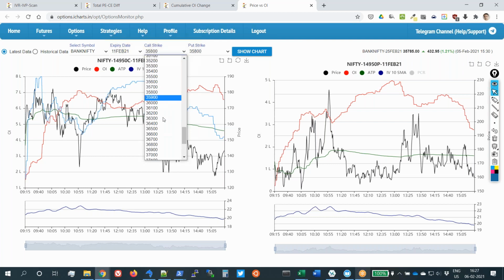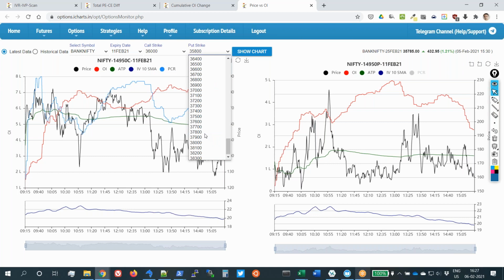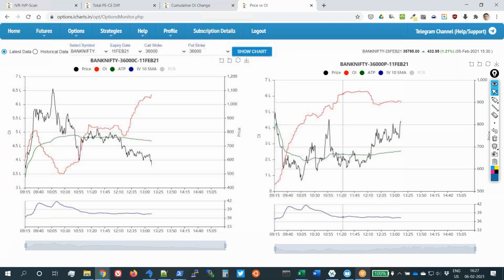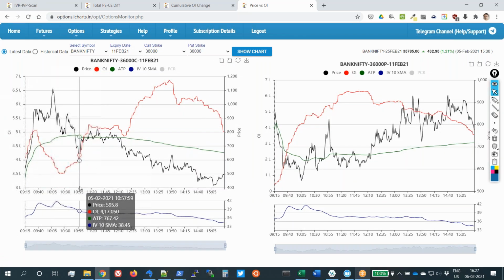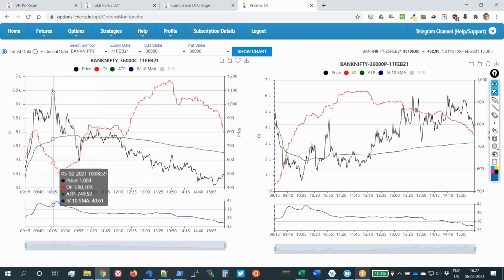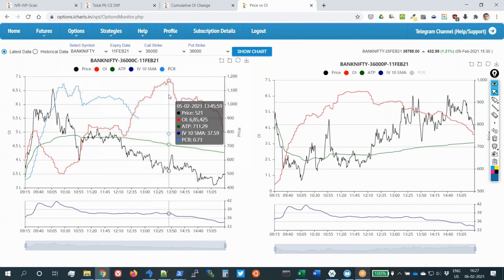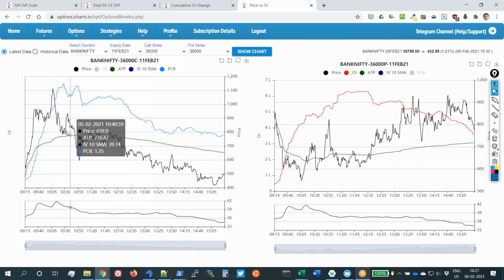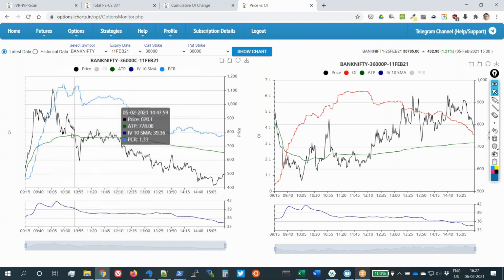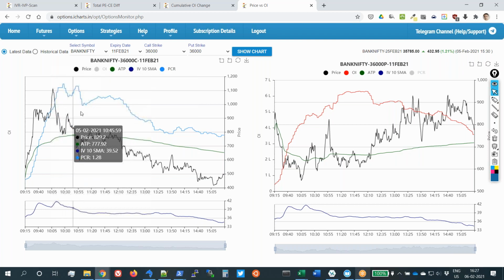You just take this as an example. This was near the money in the morning. One of the ways of taking a trade is that you may be either a buyer or a seller. Let me turn this off for the moment. This is the PCR trend here for the 36,000 call, and this is the PCR here.